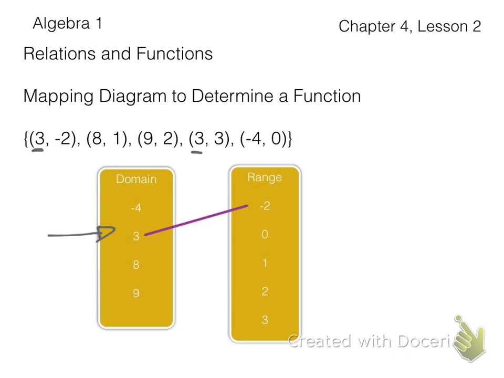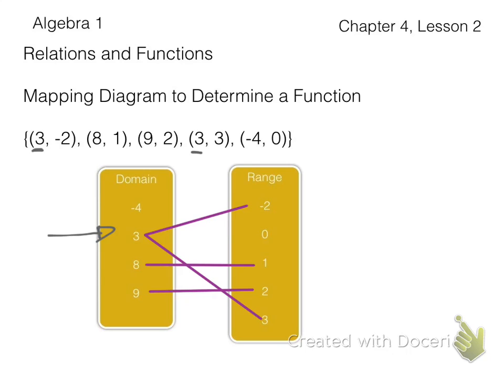Well, I only have two 3's in the domain. I didn't repeat them when I did my mapping diagram because I really want to see how this works out. So I'm going to start connecting the numbers. 3 with -2, 8 with 1, 9 with 2, 3 with 3.